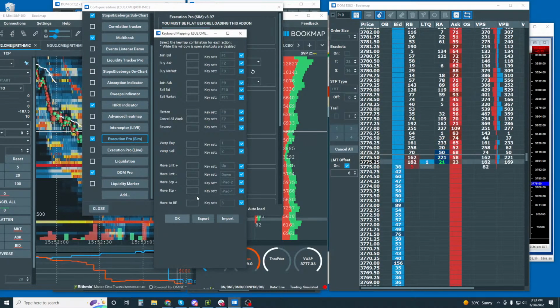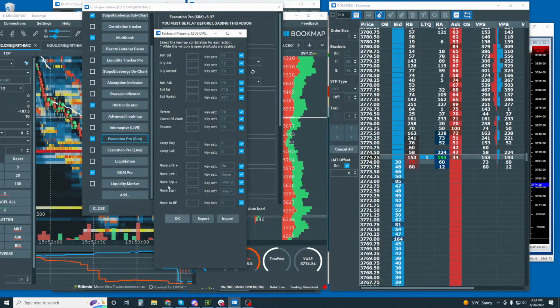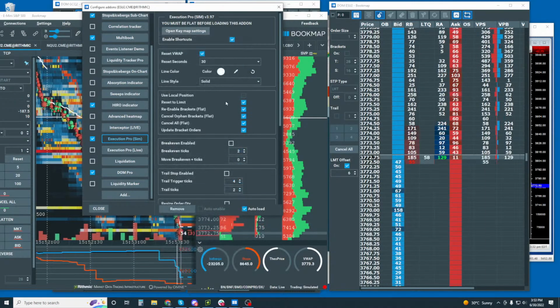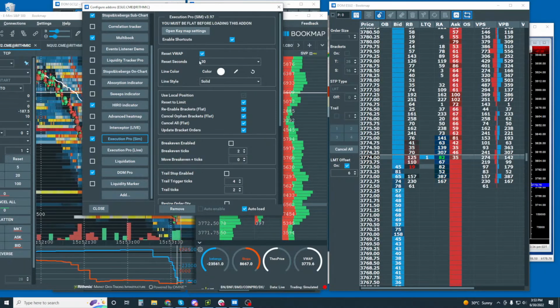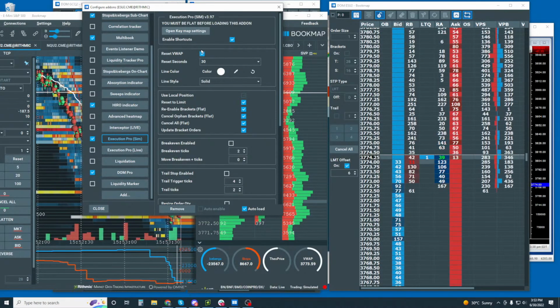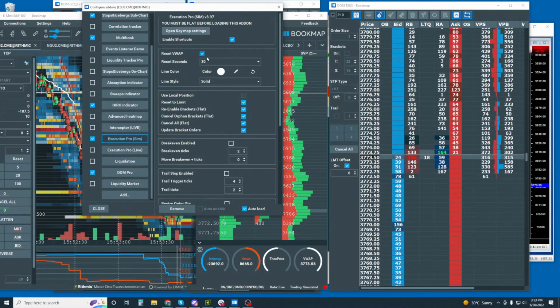Yeah, we'll go. I'm sorry. This is why I want to go over VWAP and the move, because they relate to the Execution Pro in here. That's why. The reset VWAP right away. Let's go through this one. This one's really interesting.